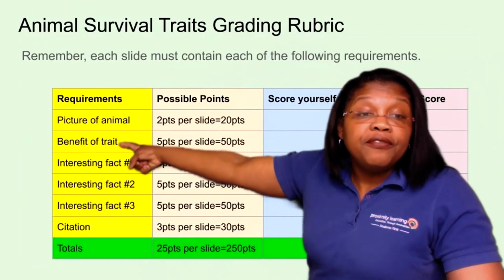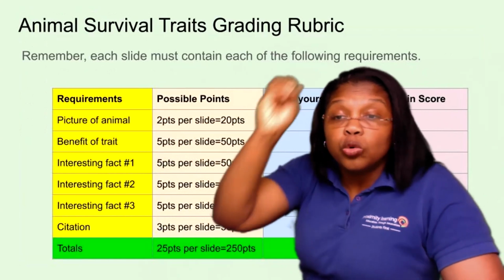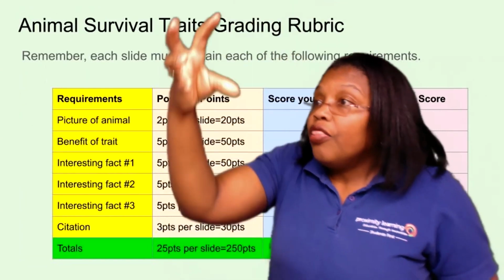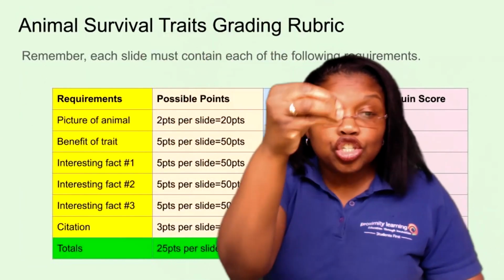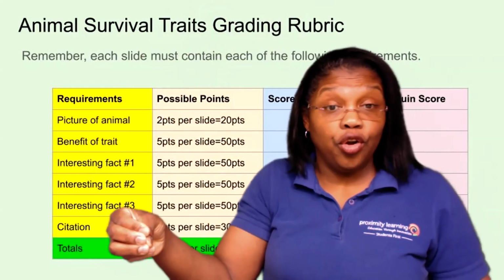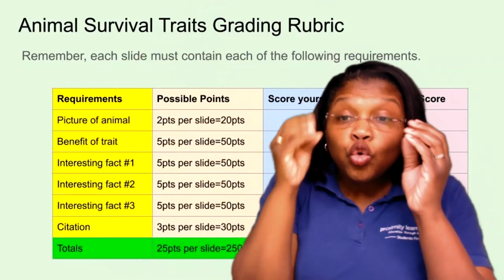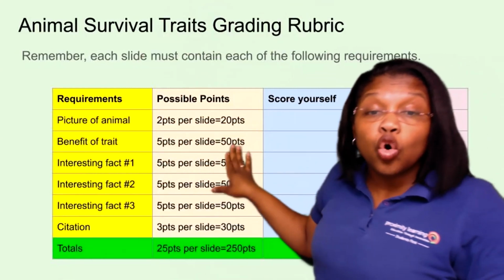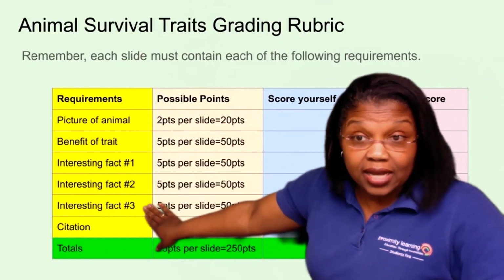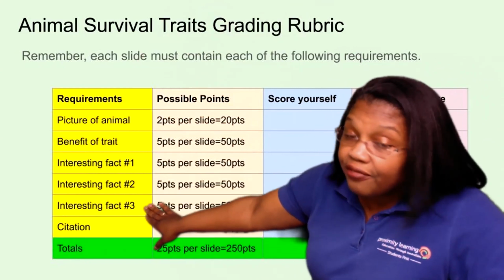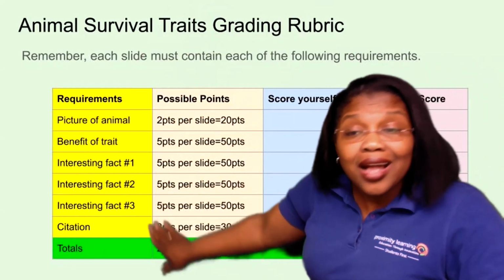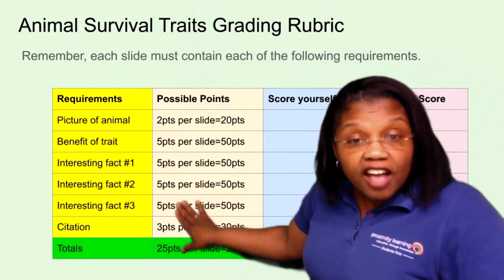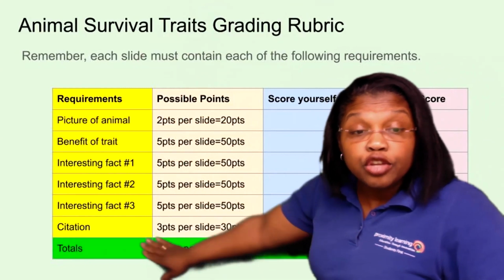The benefit of the trait. You need to tell me your focal trait: the sidewinding, the long neck, the big ears. How does that trait, how does that behavior, help the animal to survive? You are going to focus on that. That is 5 points per slide. There are 10 slides, so it's a total of 50 points. 3 facts, not 2, not 5, 3. And guys, like I said, make them interesting facts, something you really thought was interesting. 5 per slide, 50 total.